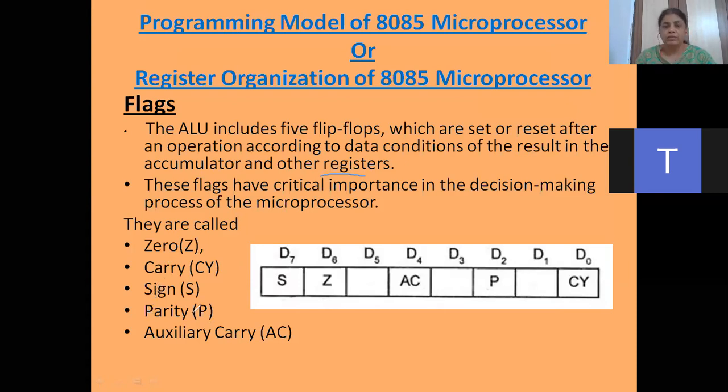See, I will cover this topic in the next class. I'm just giving the names. They are called zero flag, carry flag, sign flag, parity flag, and auxiliary flag. So these are the 5 flags which we are going to study in the next class. Because अभी class over होने वाली है.